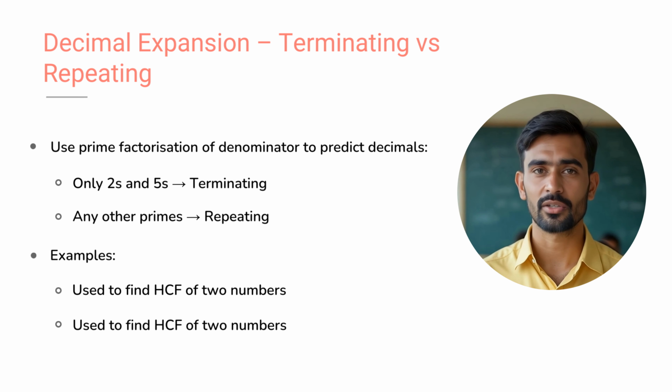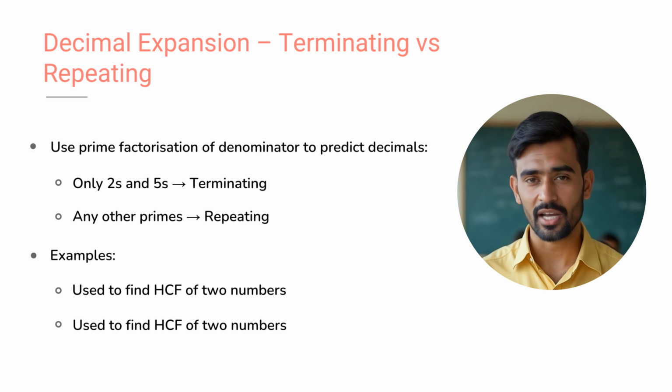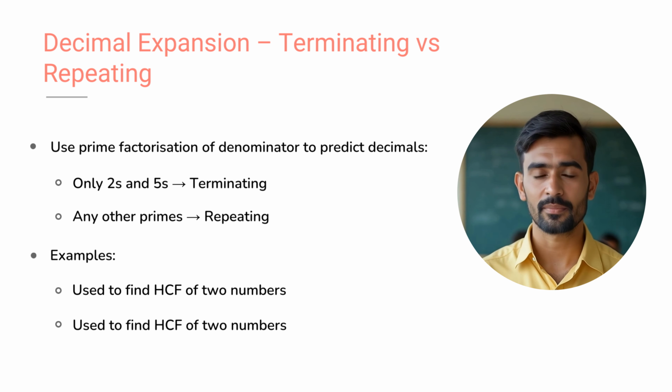Let's try it. 3 divided by 8, the denominator is 2 cubed. So, it terminates as 0.375. Now 4 divided by 7, the denominator is just 7, which is neither 2 nor 5. So, the result is repeating 0.571428, and the pattern goes on forever. All of this thanks to prime factorization.